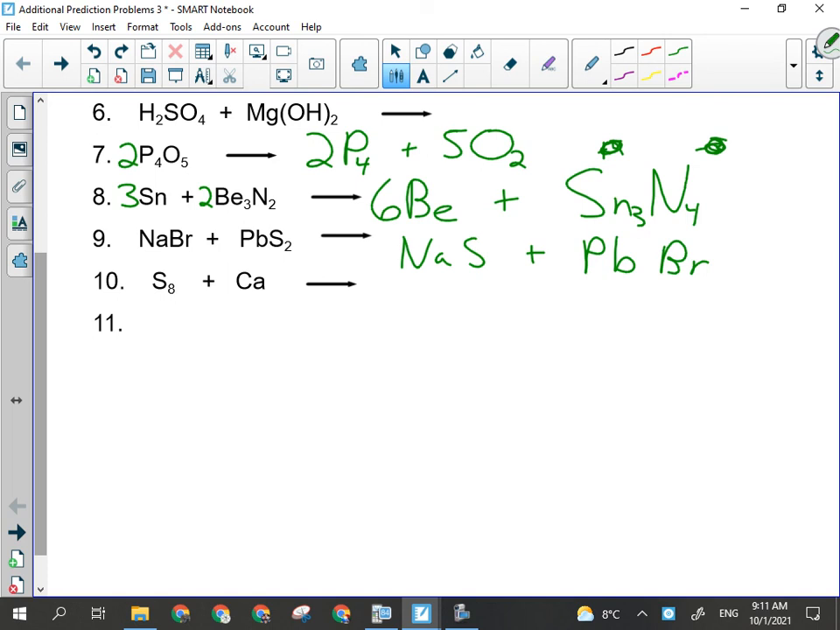Because sulfur has -2, and there's 2 of them. Each sulfur is -2, there's 2 sulfurs, that's 4 negative charges. So the lead must be the +4 lead. Bromine's a -1, so we're looking at PbBr4.